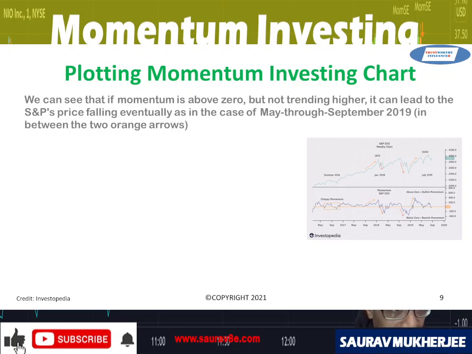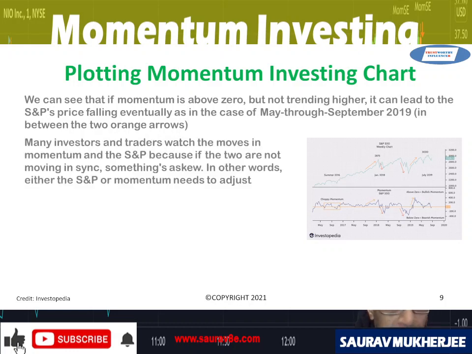Keeping on with that, we can see that if momentum is above zero but not trading higher, it can lead to the S&P's price falling eventually, as in the case of May through September 2019, in between the two orange arrows if you see over there.